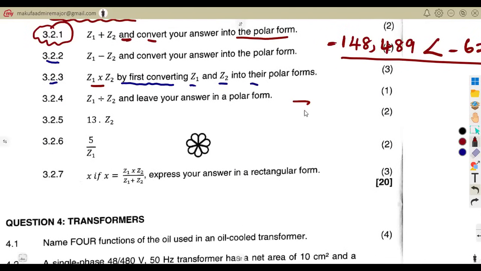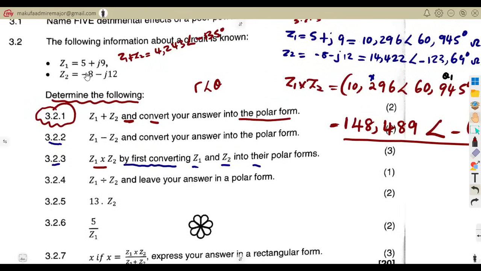Same as division, because if you divide Z1 and Z2, you are dividing ohm by ohm. So you cannot say your answer is in ohms. For these ones, just write your answer. That's why they do not even write ohm, they just write the answers. No problem.